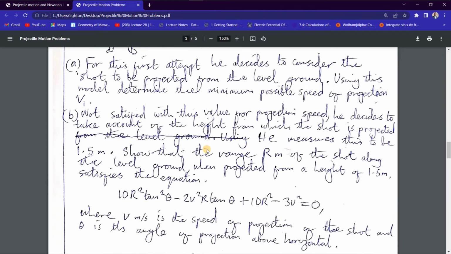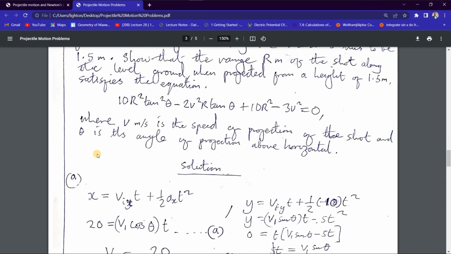Now let's look at part B, where we have assumed the ball to be projected from a height of 1.5 meters. Since now this one is more accurate, let's see what we're going to have.